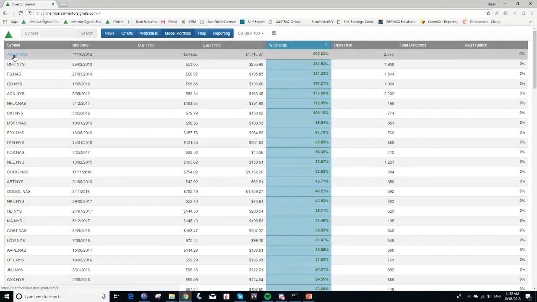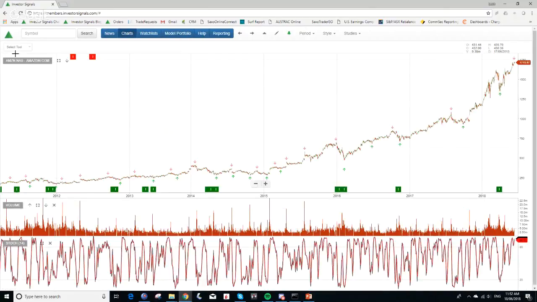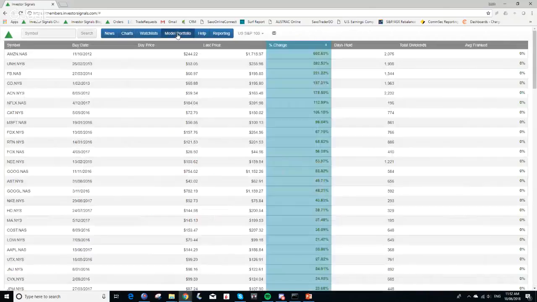So probably no surprise that Amazon, a global leading company, was under algorithm sell signals in 2012, and then it was added to the model in late 2012 at around $200 a share, and it's continued to make higher highs and higher lows, and we haven't had a sell signal since then. The most recent buy signal was on the pullback here to around 1,300, but that's the best performing stock within the model.